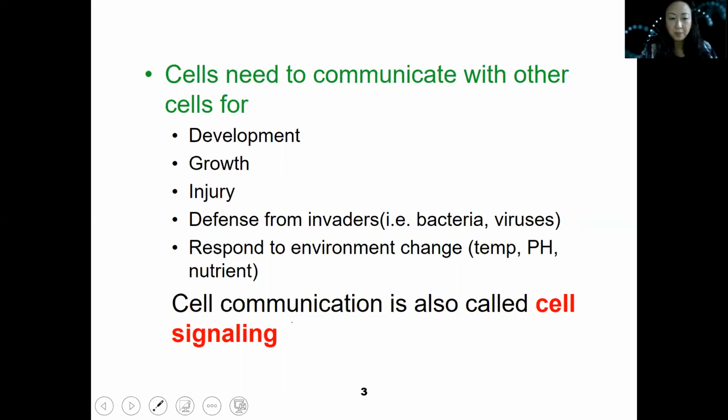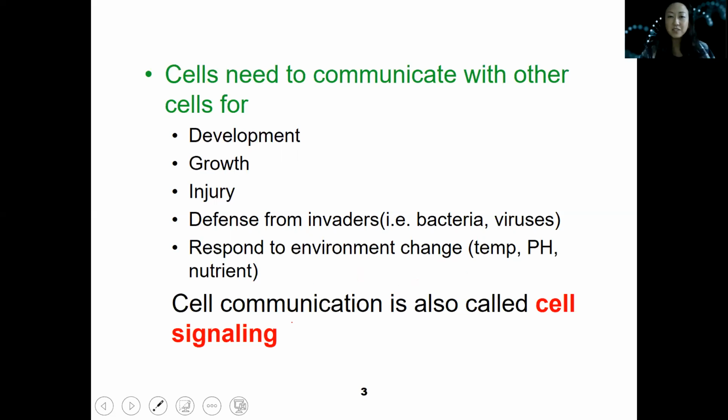And obviously, a lot of times when you're injured, you also need to tell other cells to come and repair, okay? Or when you have bacteria and virus, COVID-19, then your white blood cell needs to come in and actually battle the problem, okay? So all these need to somehow send out a signal to tell neighboring cells what you need. Obviously, cells need to respond to the environment and they need to communicate that to each other. It's too hot, we need nutrients, etc.